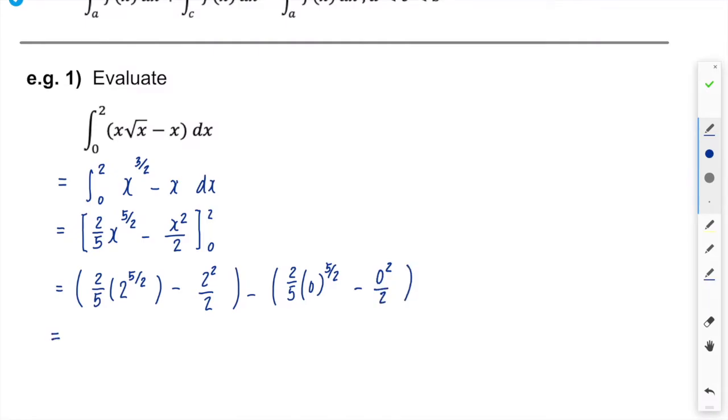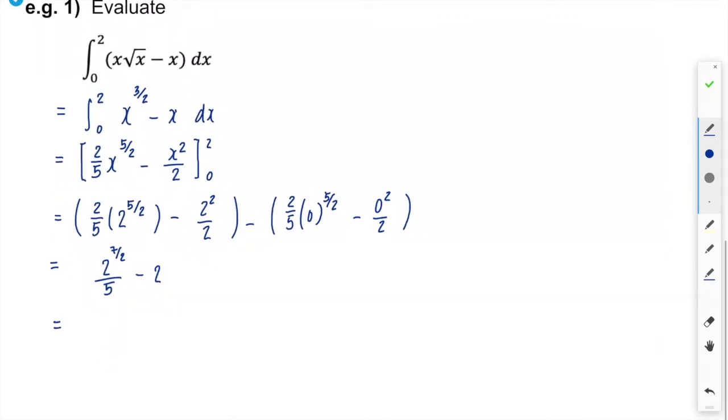Okay, now how do I simplify this? Here I have 2 to the power of 1 times 2 to the power of 5 over 2. This is really 2 to the power of 7 over 2 over 5. We'll get back to that. 2 squared is 4. This is 2. This is really 8 root 2 over 5 minus 2.